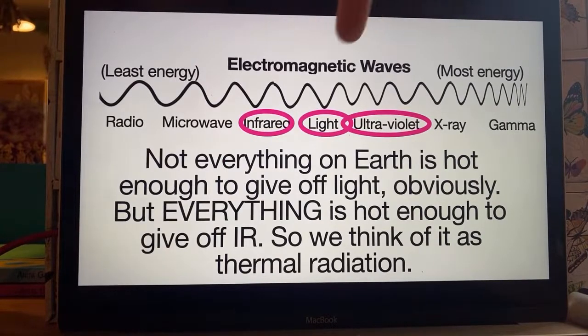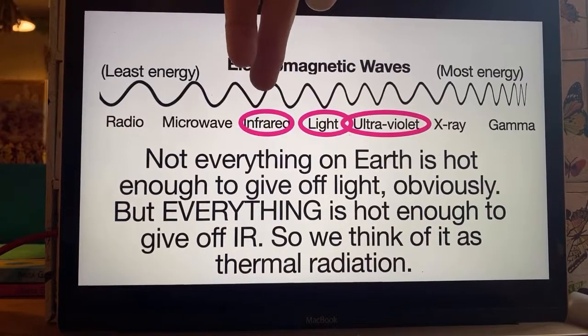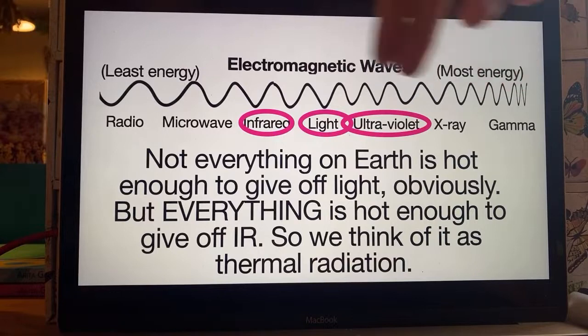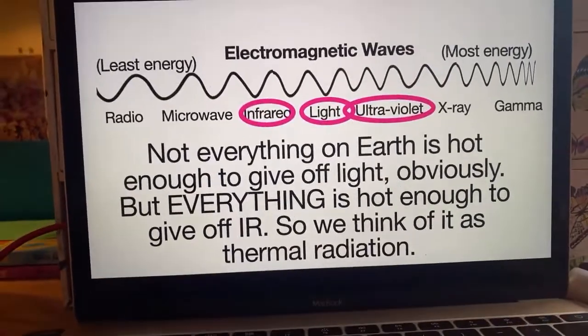So obviously not everything on Earth is hot enough to give off light, but everything is hot enough to give off this kind of wave. You're with me? So the hotter something is, basically the shorter the wavelengths it can give off, and everything on Earth is the right temperature to give off infrared waves. So we think of it as being thermal radiation.